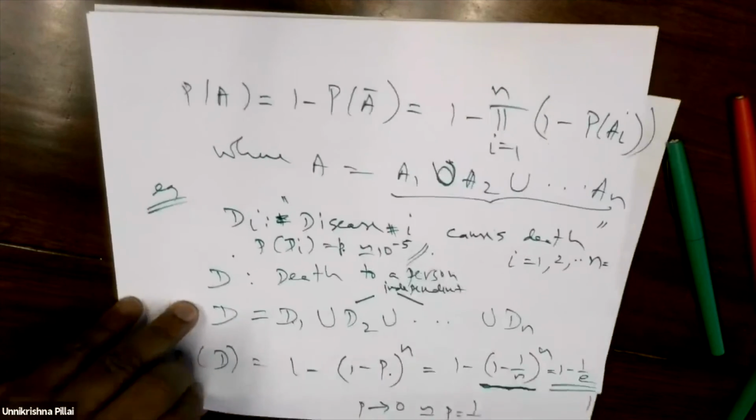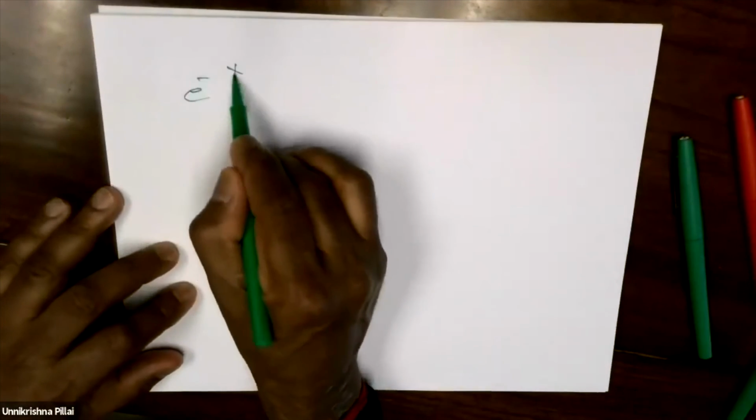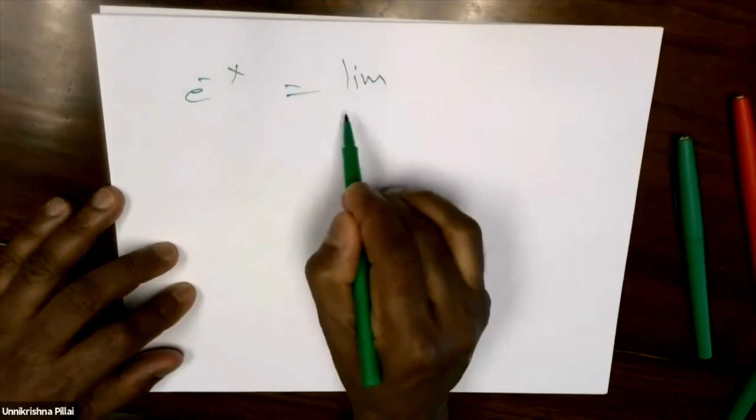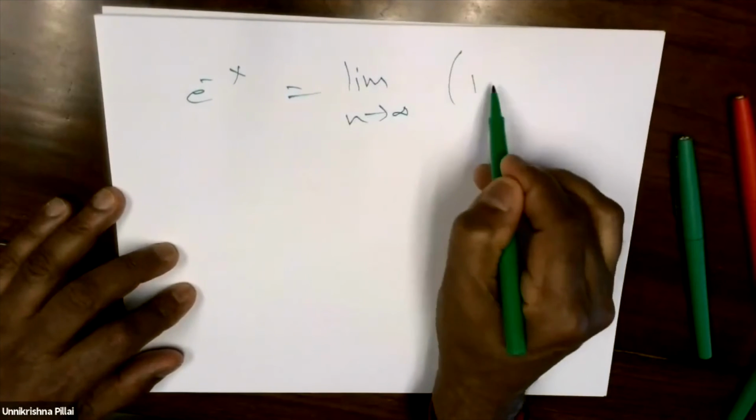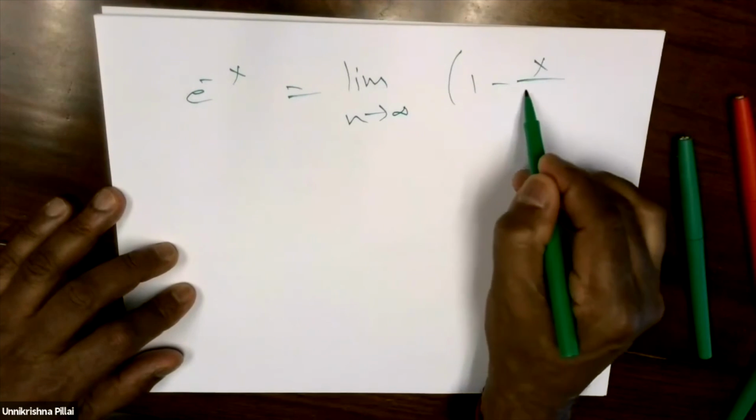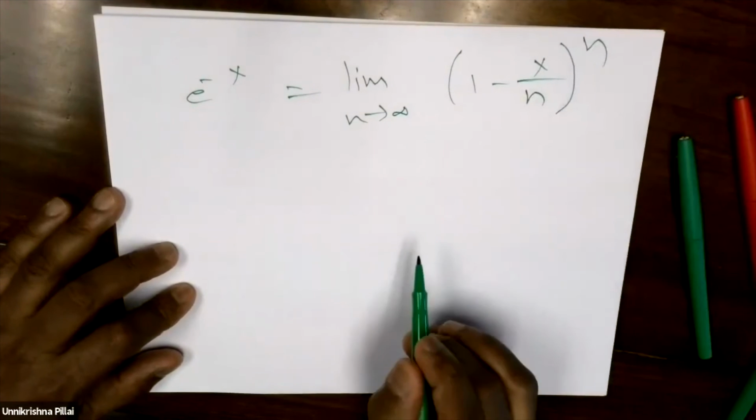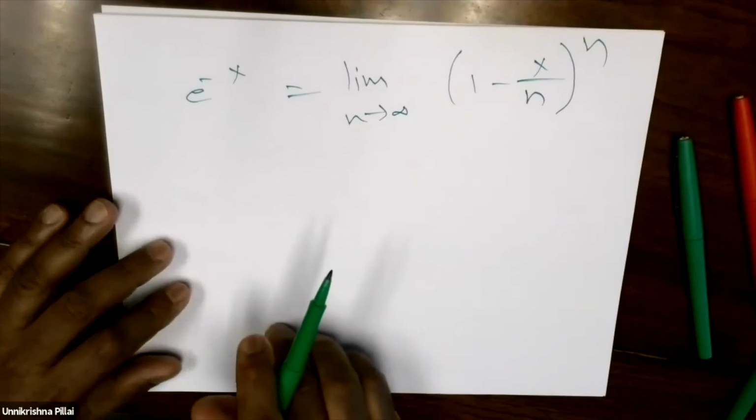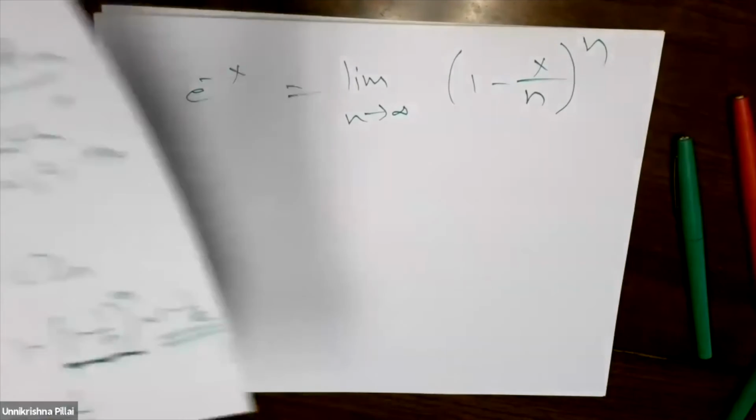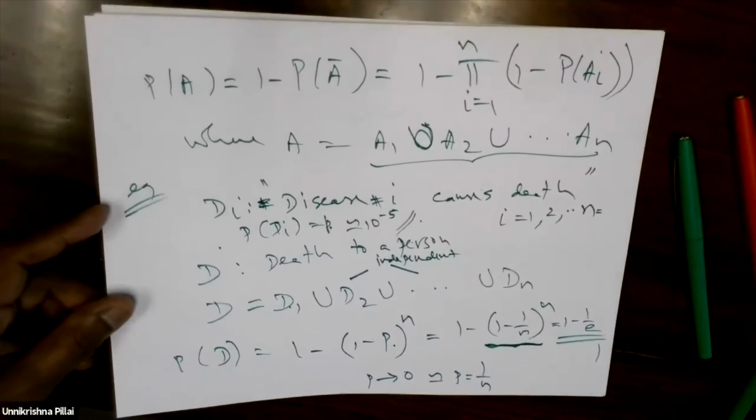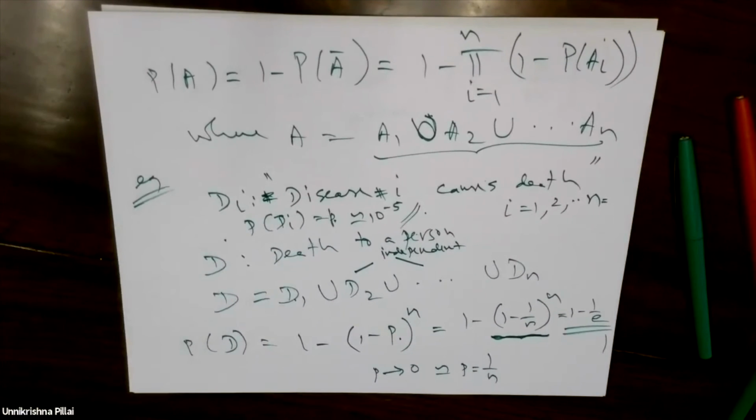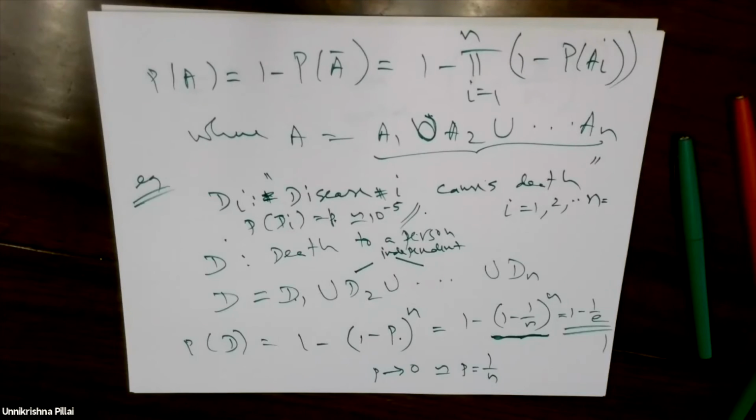In other words, I'll write it here. e raised to minus x is the limit as n tends to infinity. Try to derive this formula. So put x equal to 1, you'll get what I said. And how much is 1 over e? What is the value of e? Anybody? e is how much? 2.3, I guess. All right, so 2.7.